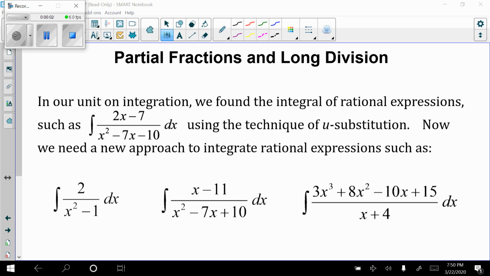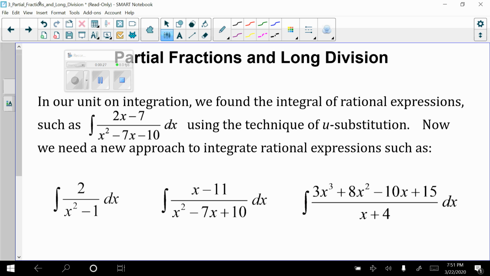Hey everybody, what we're going to be taking a look at in this video, probably two videos, is a BC calculus concept known as partial fraction decomposition and long division. These are advanced integration techniques that you may be assessed on on an AP exam at some point. And that's what we're going to be taking a look at now: how do you do partial fraction decomposition, and how do you do integration with long division.